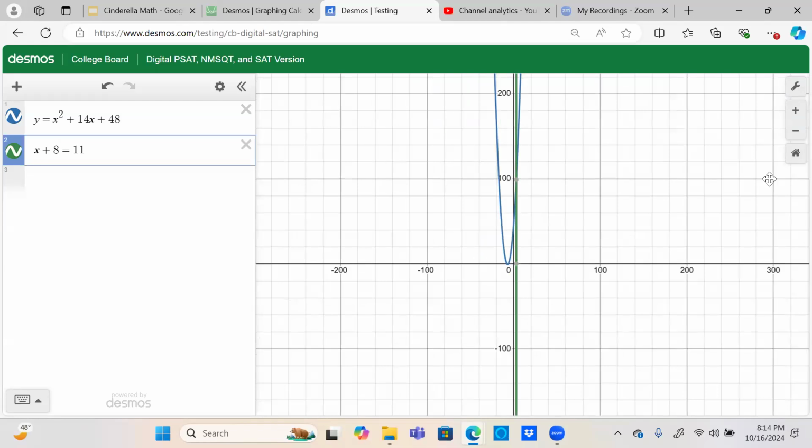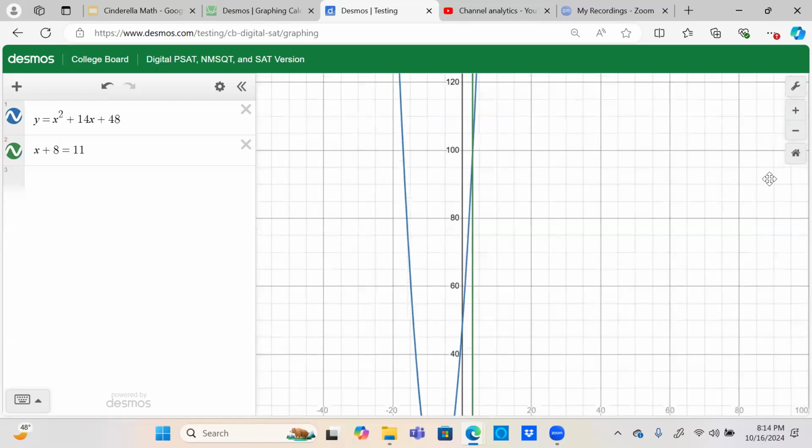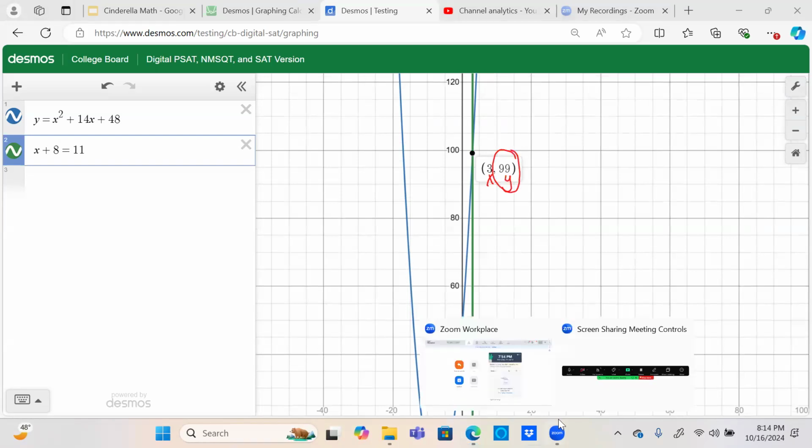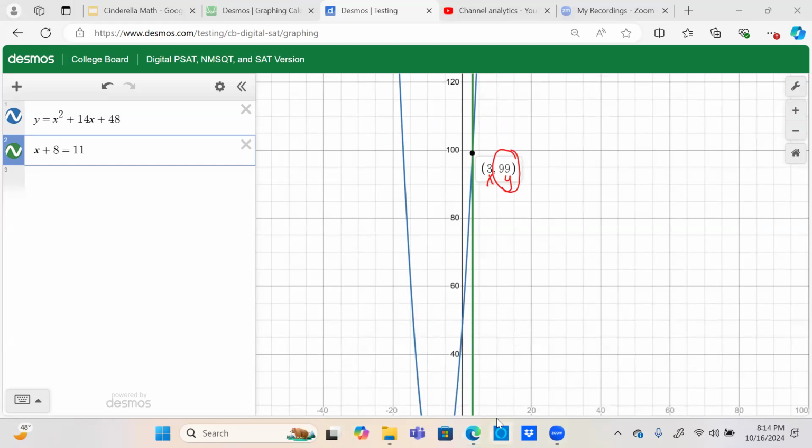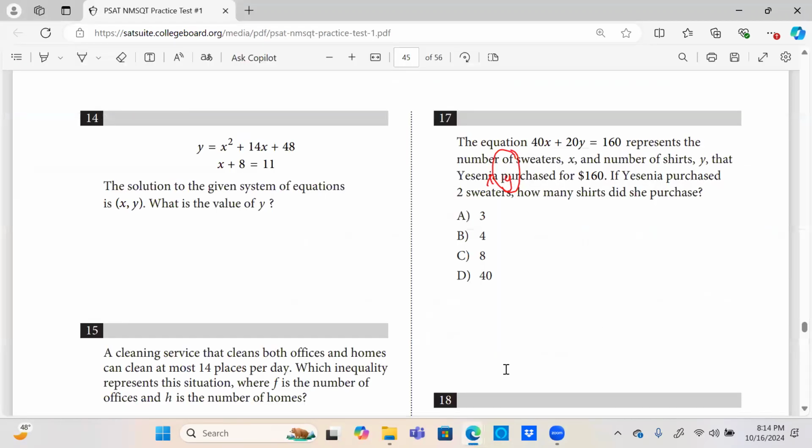I think I zoomed out too much. There. And they wanted the Y value. So (x, y) is (3, 99). So what is the value of y? You would type in 99.